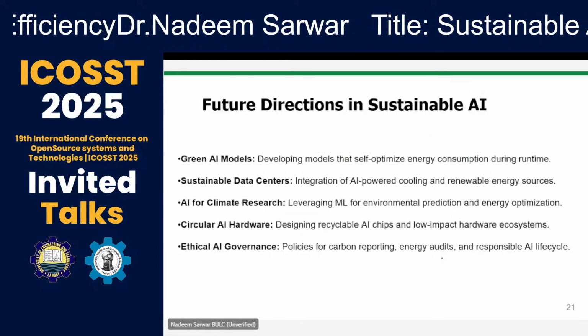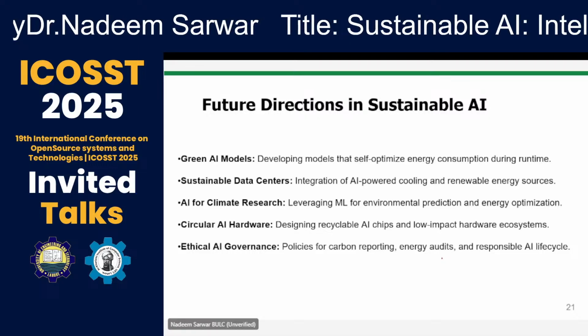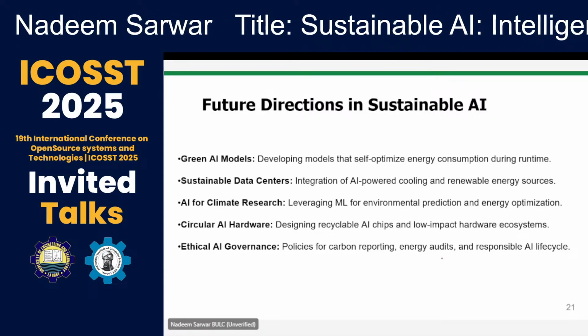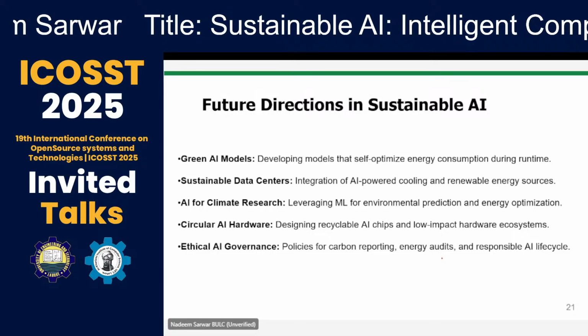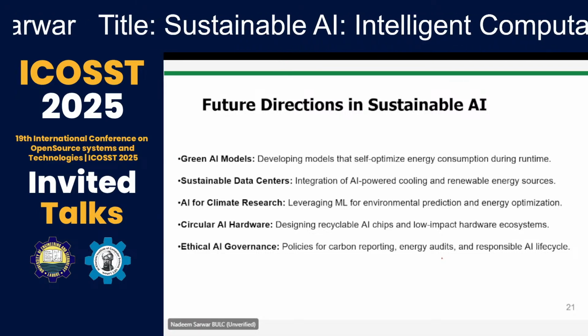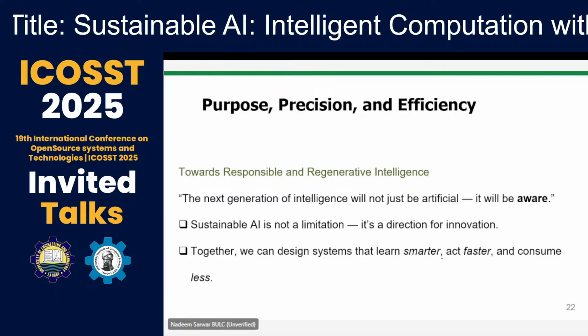So for the future directions, researchers who are working in sustainable AI can focus on green AI models, sustainable data centers, AI for climate research, circular AI hardware, and ethical AI governance. So, towards responsible and regenerative intelligence.